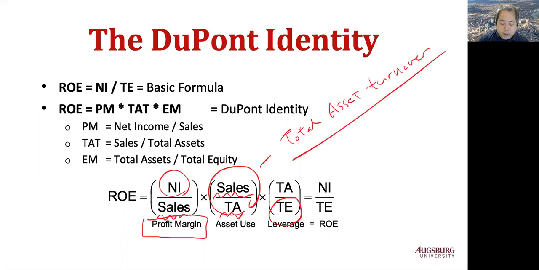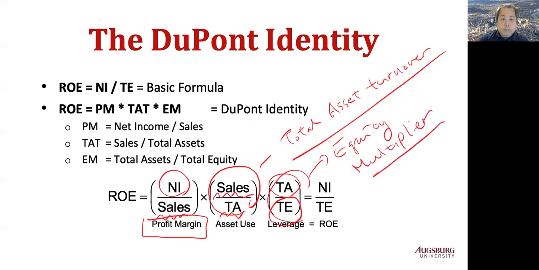Right? The final part, to cancel out the total asset, let's put total assets as a numerator for the last ratio, and that's the equity multiplier. So we have profit margin, total asset turnover, and equity multiplier. Actually, these change the ROE. If the profit margin increases, ROE increases.